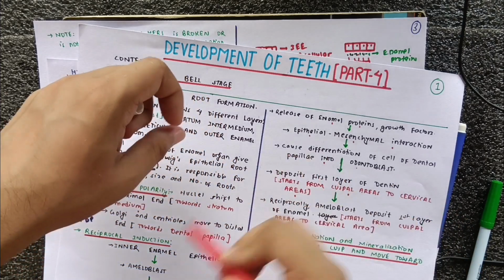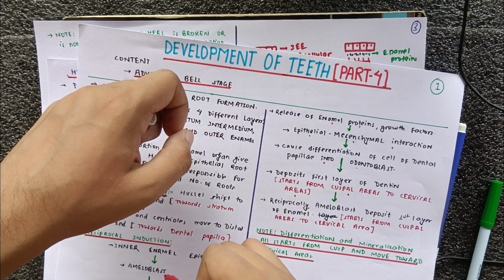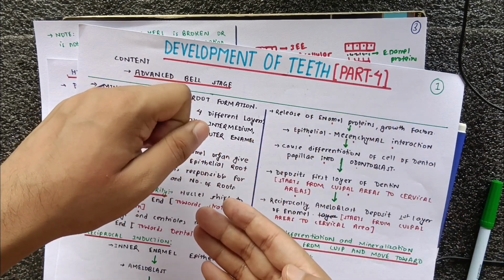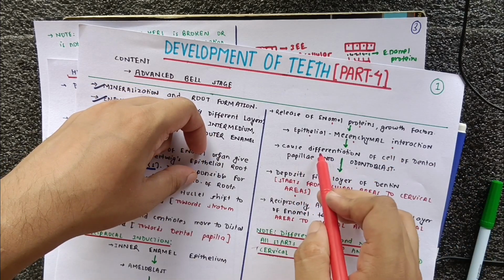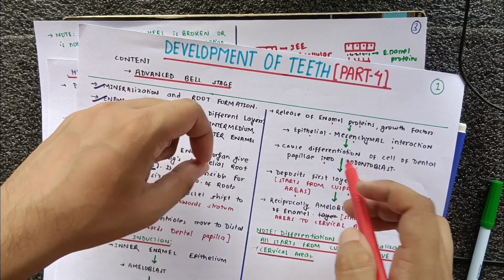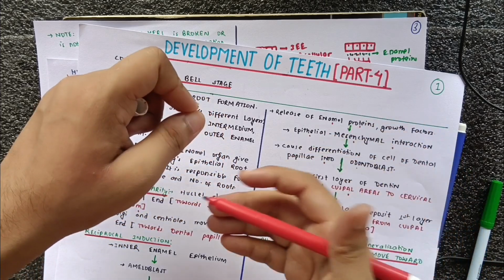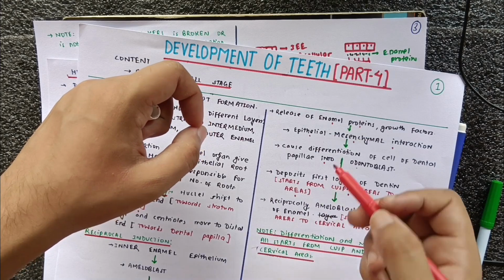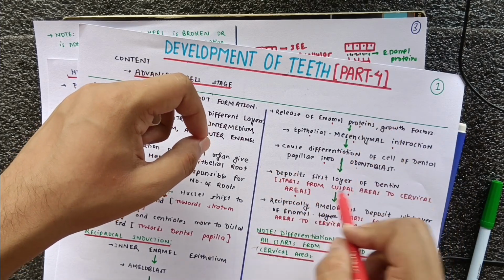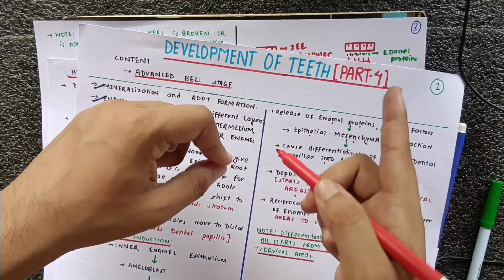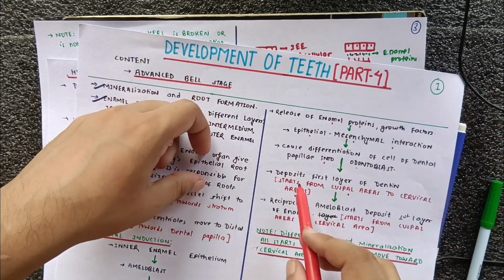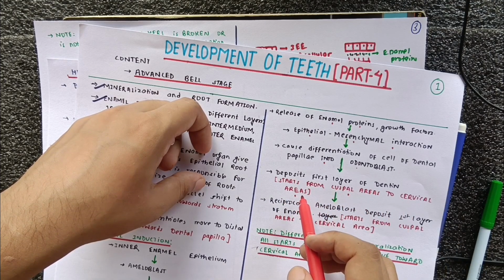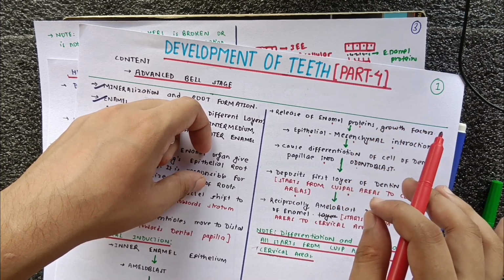Differentiation means, as I have written here, the inner enamel epithelium is differentiating into the ameloblast, so it first happens at the cusp, and after that it moves towards the cervical area. Similarly, the differentiation of the cells of the dental papillae into the odontoblast also happens at the cusp first, and after that in the cervical area. As the differentiation first happens at the cusp, there must be first deposition of the dentine at the cusp, and then it moves towards the cervical area following the path of the differentiation of the cells.